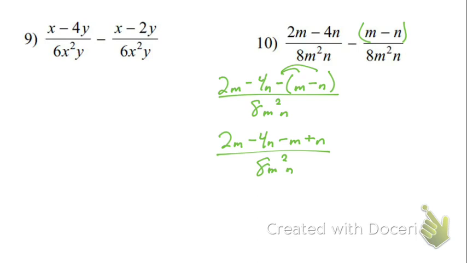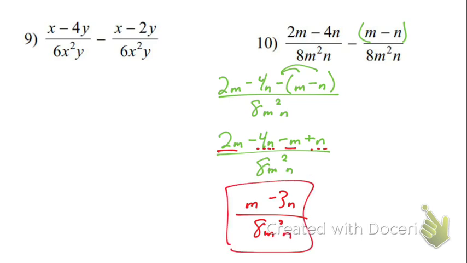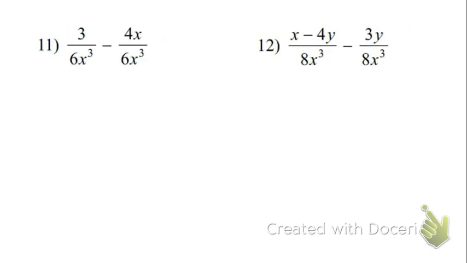So now up top, I'm going to combine like terms. 2m minus m is just 1m. Negative 4n plus n is negative 3n. And that's all over 8m squared n. Can't do anything because there's subtraction up top. That's my answer. One more problem.